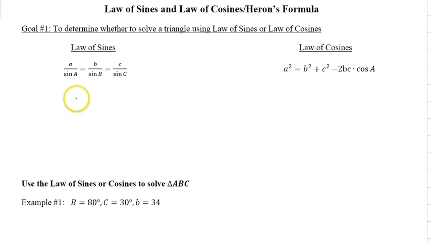Law of sines would be angle, angle, side, or angle, side, angle. And law of cosines would be side, angle, side, or side, side, side.